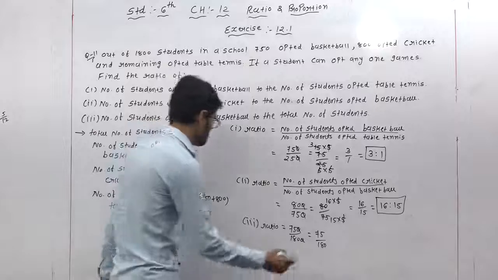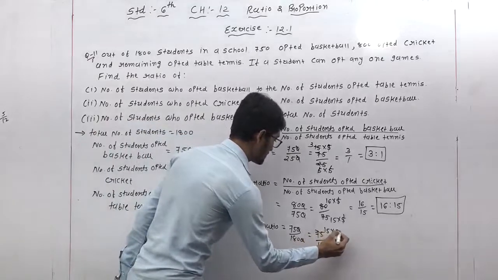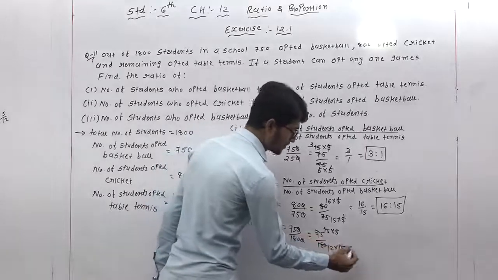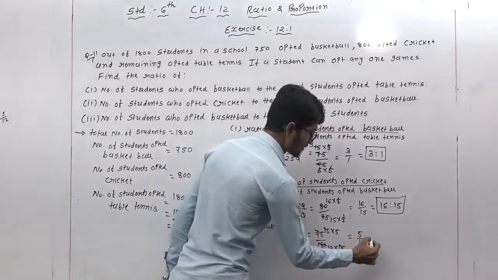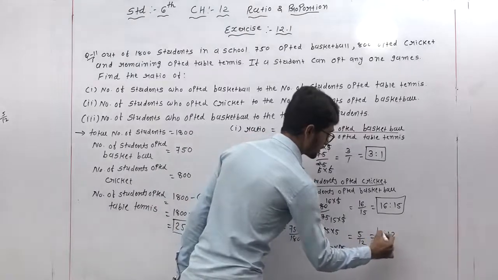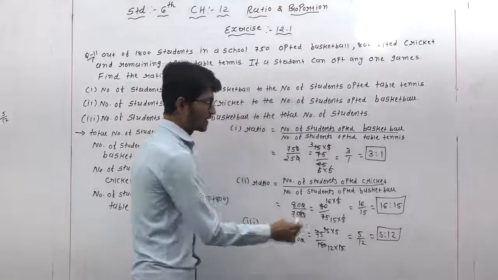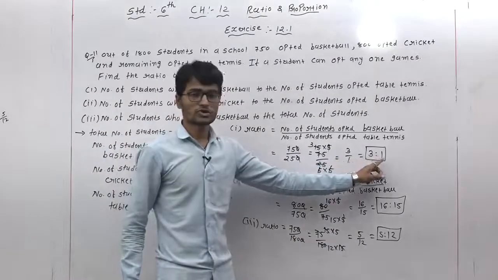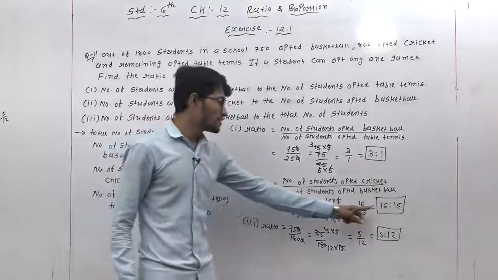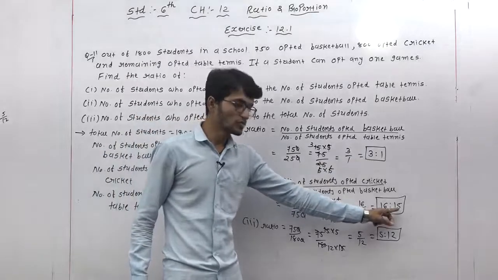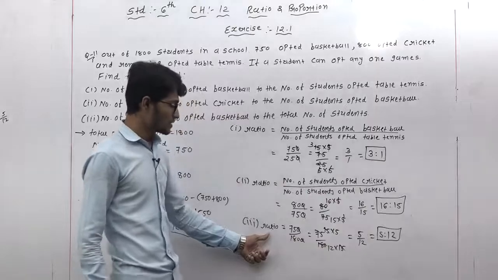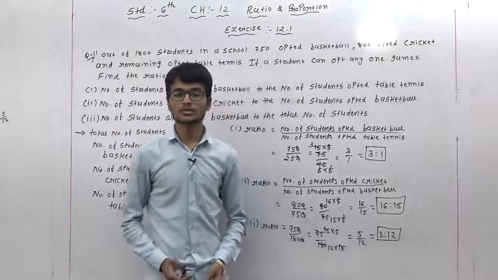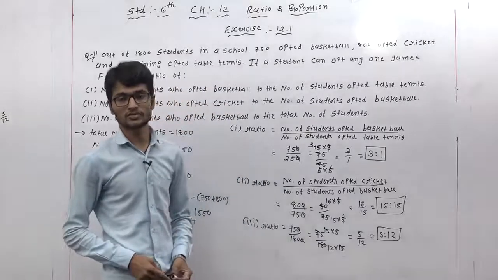Okay. So now here is the 15 multiplied by 5 means 75 and 12 multiplied by 15 it means 180. 15 cut, so our answer is 5 by 12. It means ratio 5 is to 12. It means third question answer ratio is equal to 5 is to 12. First question ratio is equal to 3 is to 1. Second question ratio is equal to 16 is to 15. And third question ratio is equal to 5 is to 12. So understand dear students the question number 11 for the exercise 12.1.